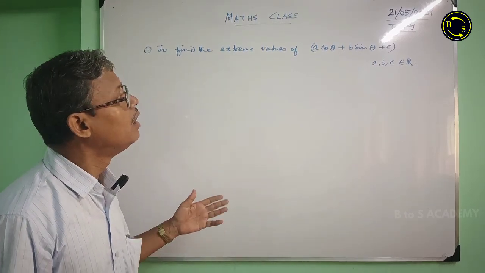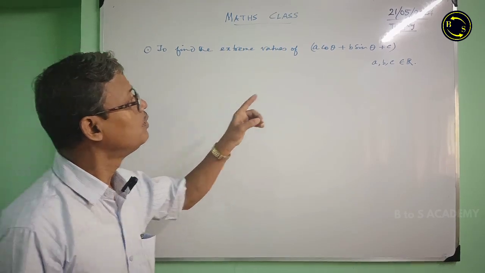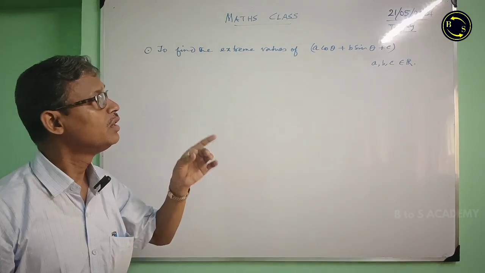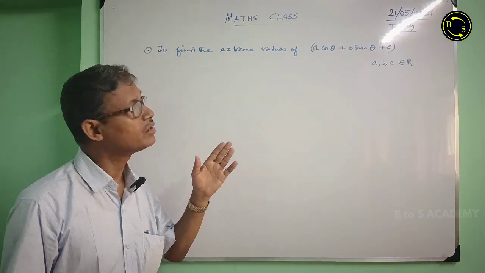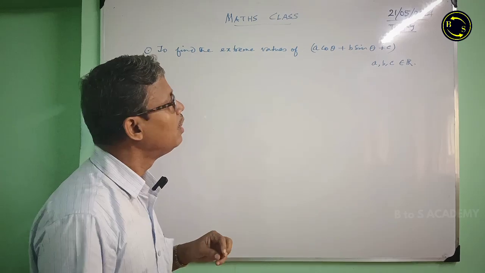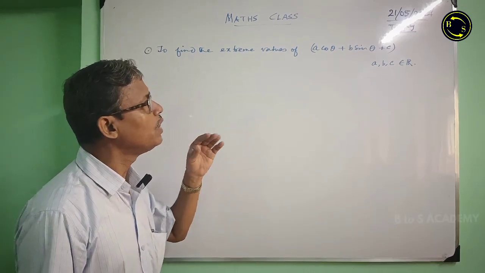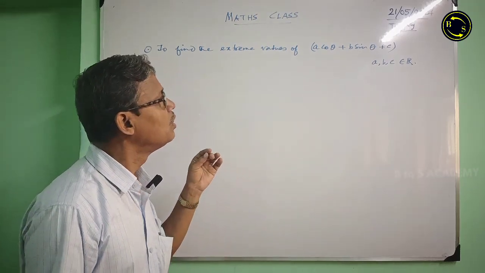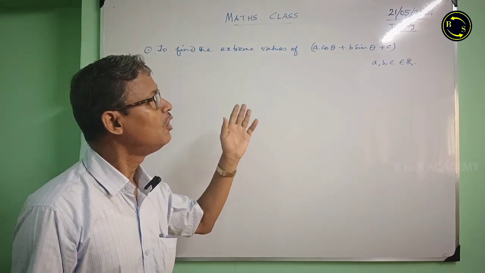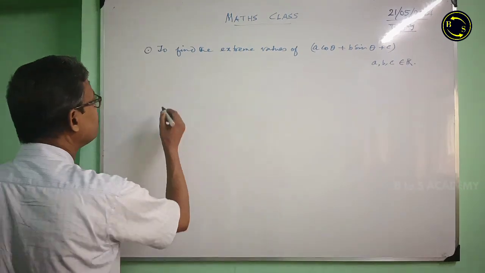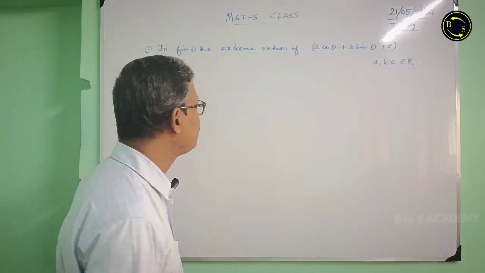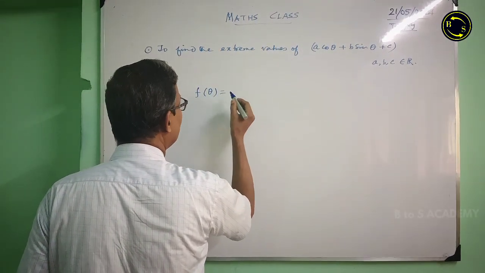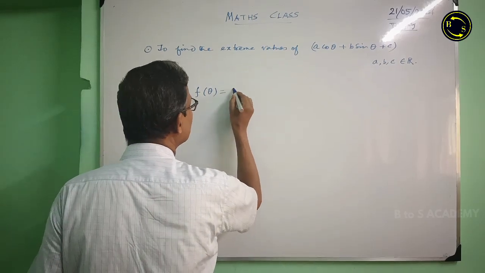Sometimes the extreme values of such expressions, meaning a cos theta plus b sin theta plus c, where a, b, c are real numbers, are to be found out. We start with how we apply the trigonometrical ratios of compound angles to find the extreme values of such expressions. Let f theta equal this expression.